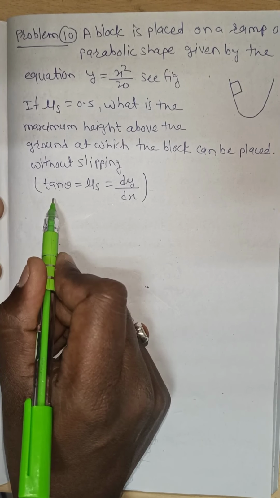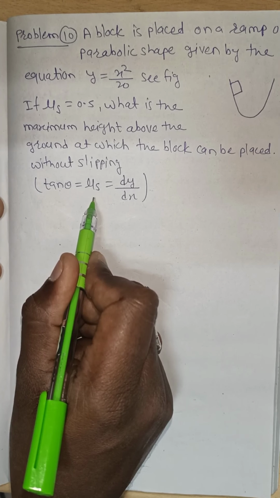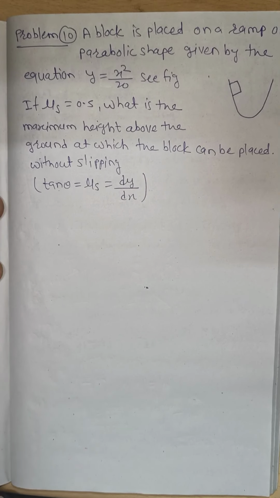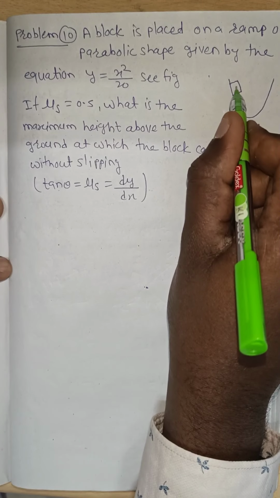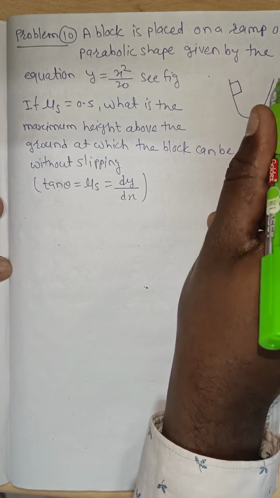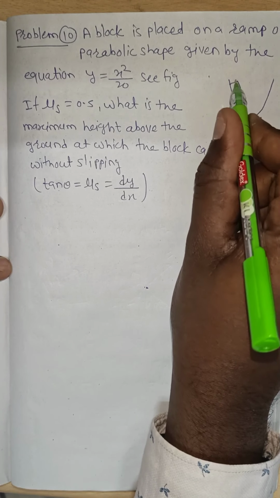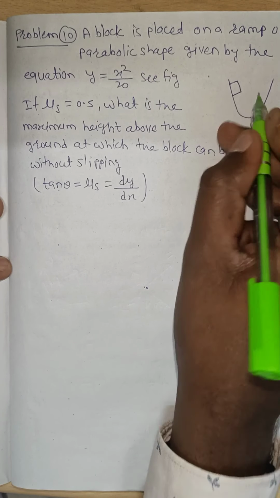And they are given that tan theta, which is equal to the coefficient of static friction mu s, which is equal to dy by dx. Now the block is put on a parabolic path. Now this is the parabolic path. Now the block is put on that parabolic path. The equation of the parabolic path is y is equal to x square by 20. Now we have to find out the maximum height above the ground at which the block can be placed without slipping.